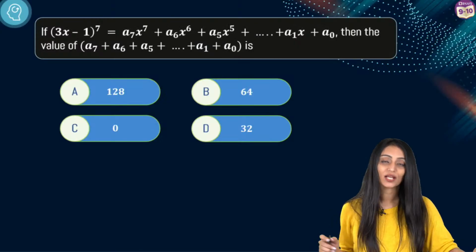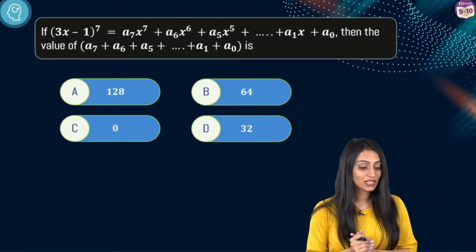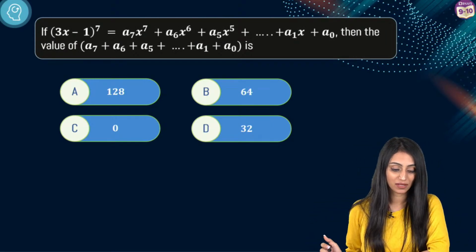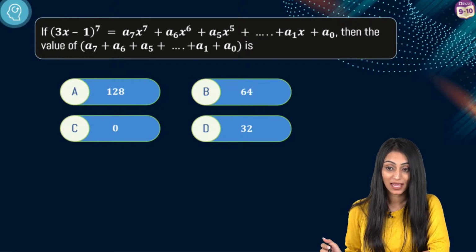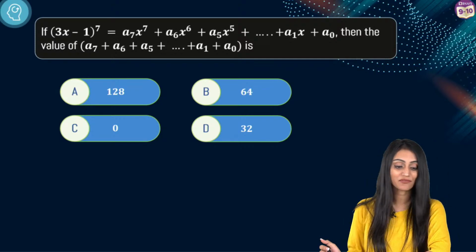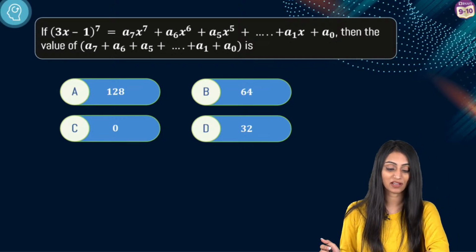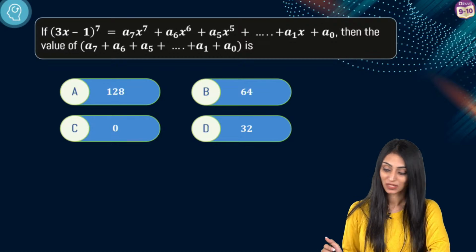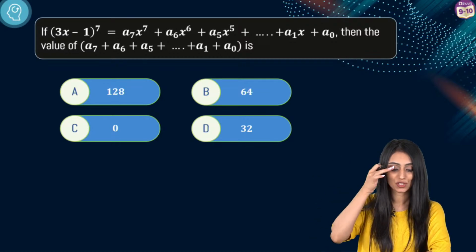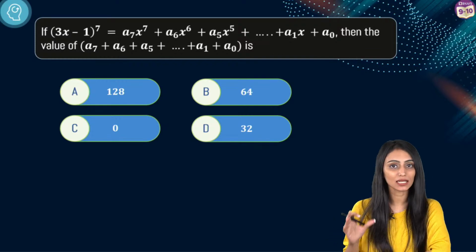Awesome. Now let's take a look at question number 10. If (3x minus 1) to the power 7 is equal to a7x to the power 7 plus a6x to the power 6, a5x to the power 5, plus dot dot dot a1x plus a naught, then the value of a7 plus a6 plus a5 plus a1 plus a naught is. Hint is already given in the question. I'll not tell you the answer, I'll just give you a hint.